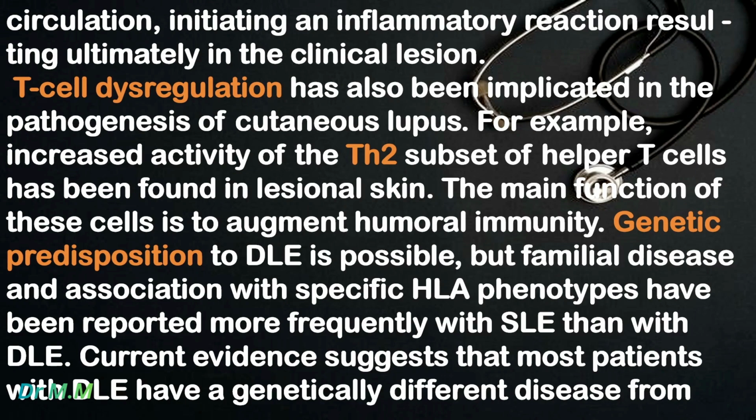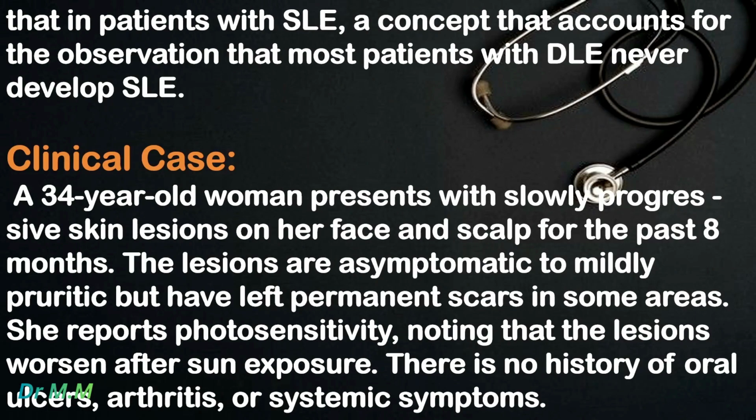Genetic predisposition to Discoid Lupus Erythematosus is possible, but familial disease and association with specific HLA phenotypes have been reported more frequently with systemic lupus erythematosus than with Discoid Lupus Erythematosus. Current evidence suggests that most patients with Discoid Lupus Erythematosus have a genetically different disease from that in patients with systemic lupus erythematosus, a concept that accounts for the observation that most patients with discoid lupus erythematosus never develop systemic lupus erythematosus.